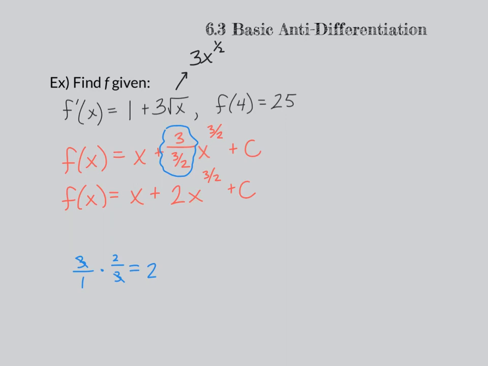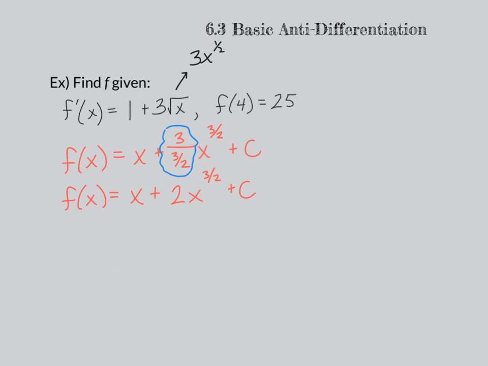Now, here's where we can find the c. We want to find the particular function that f is. This is the general antiderivative of f prime. Plus C is general, right? It's not being very specific on telling us what C is. So we are going to use this information to find C.